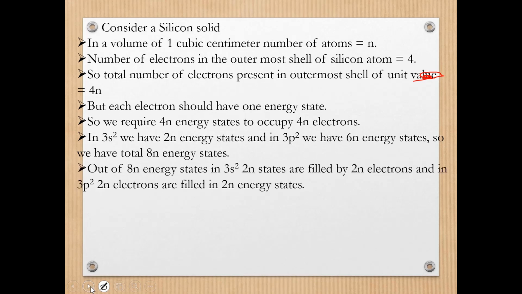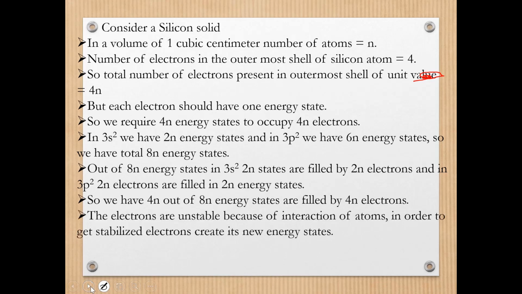Out of 8n energy states, in 3s2, 2n energy states are filled by 2n electrons, and in 3p2, 2n electrons are filled in 2n energy states. So we have 4n out of 8n energy states filled by the 4n electrons. The electrons are unstable because of the interaction of the atoms.